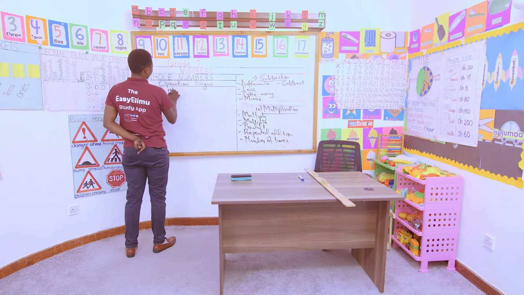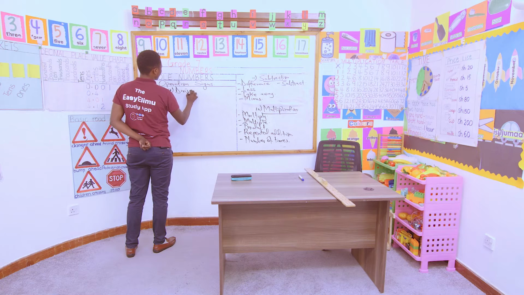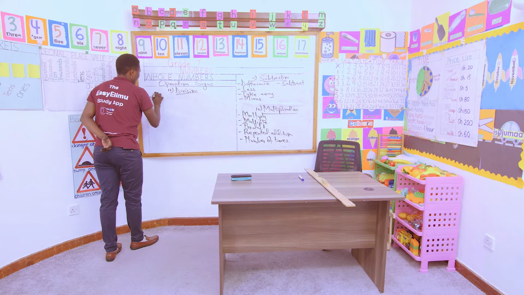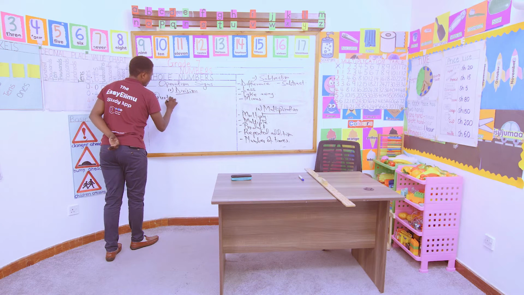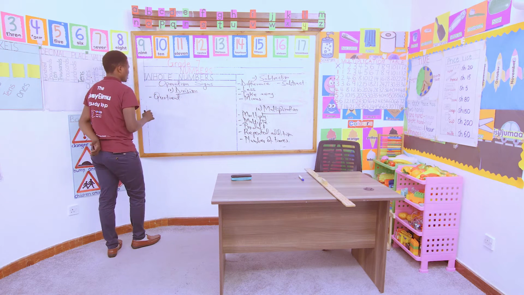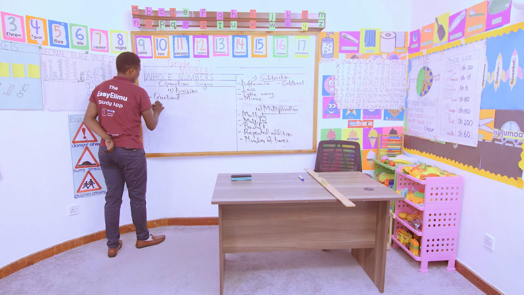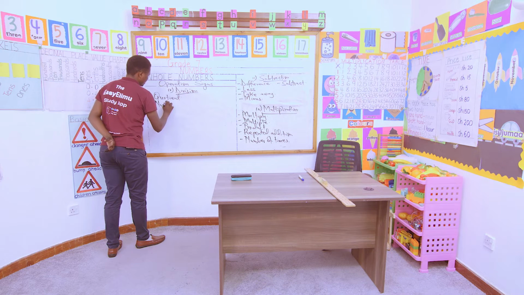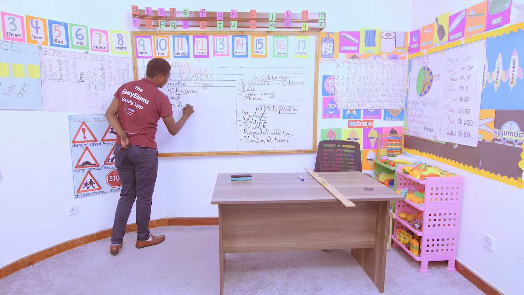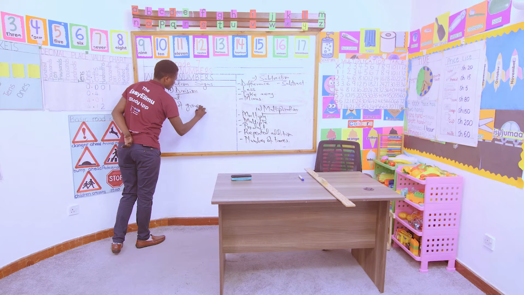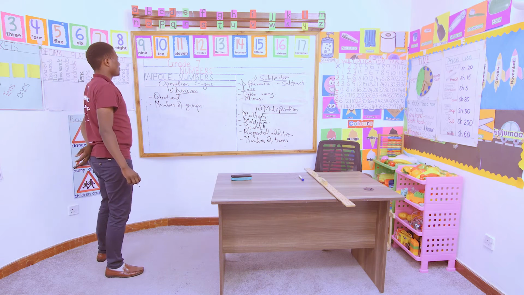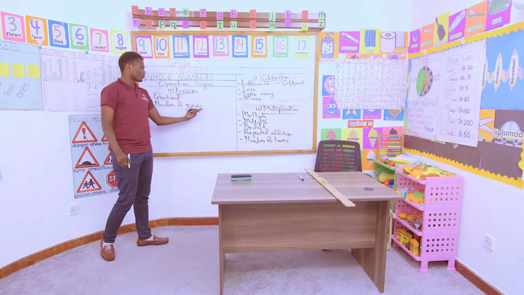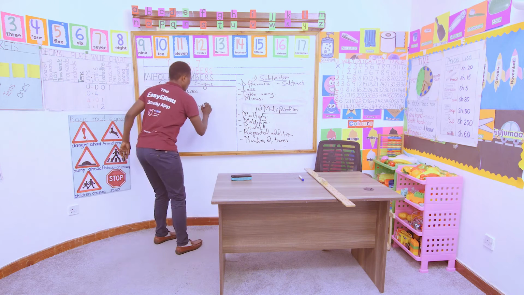So, operation number 4, we have division. We can have the word quotient. You can also find the words number of groups. Mostly we use the word quotient, find the number of groups, or equal groups.